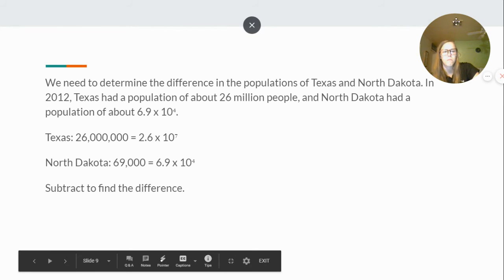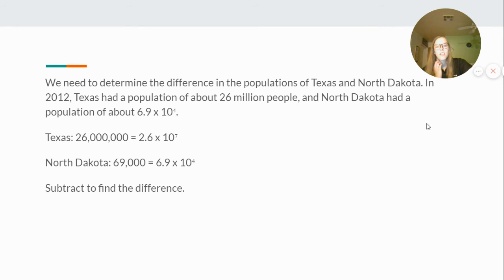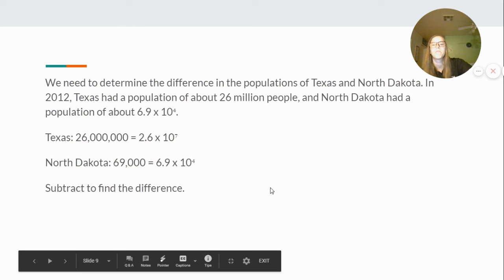So yesterday we looked at dividing with numbers that are to the exponents. We're going to look at subtracting them.